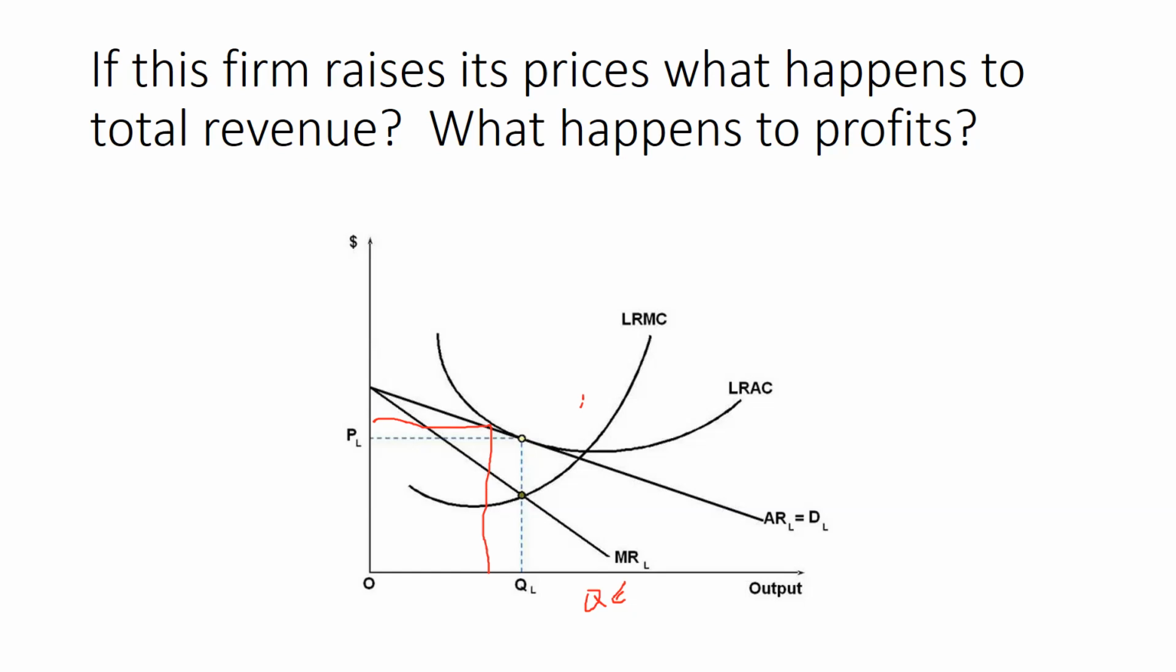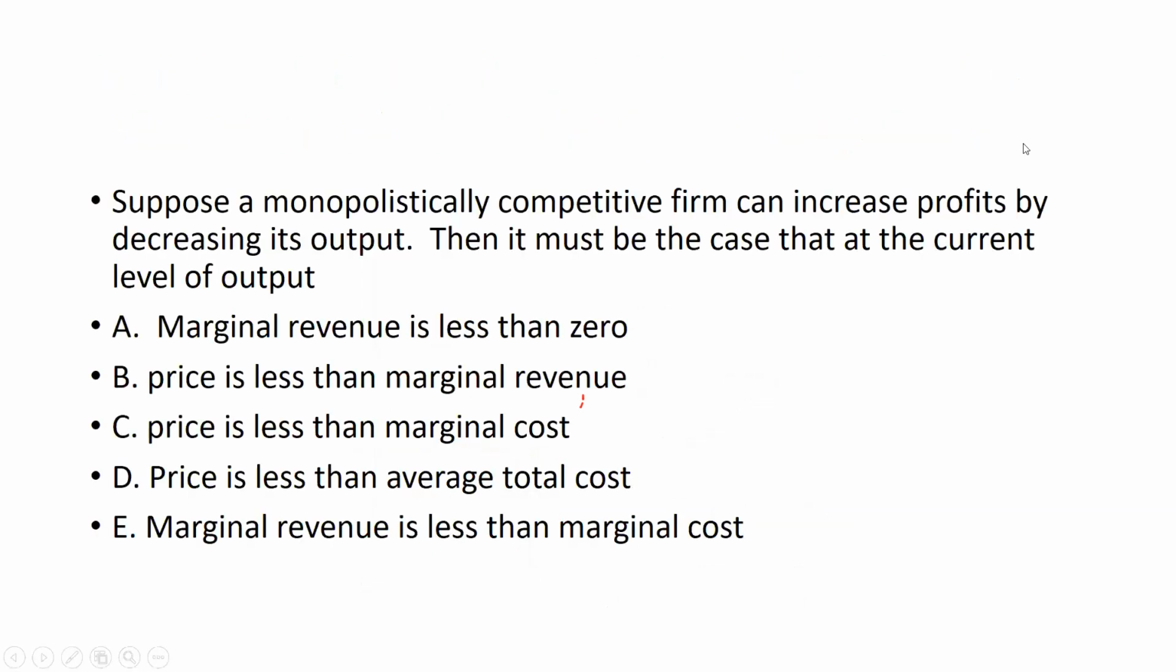Now I'm going to ask you the same question about profits. Are profits going to increase, decrease, or stay the same? 1, 2, 3. What's going to happen to profits? Okay, I've got a couple of decreases, and profits are going to decrease. Anytime they're not on the profit maximizer, any place besides the profit maximizer, profits would decrease. Okay, any questions on that? Because they ask similar questions like that a lot.